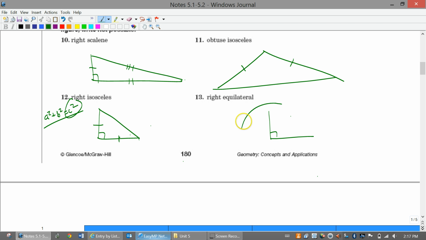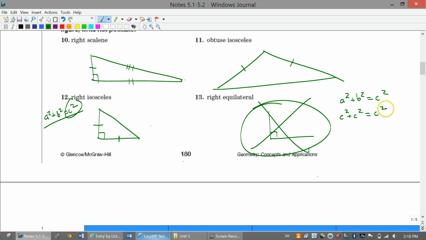You cannot have an equilateral right triangle. Okay? Because if it was an equilateral right triangle, A squared plus B squared equals C squared. That's like saying, okay, if A, B, and C are all the same, that's like saying C squared plus C squared equals C squared, which is like saying 4 plus 4 equals 4. Not possible. No, not possible.